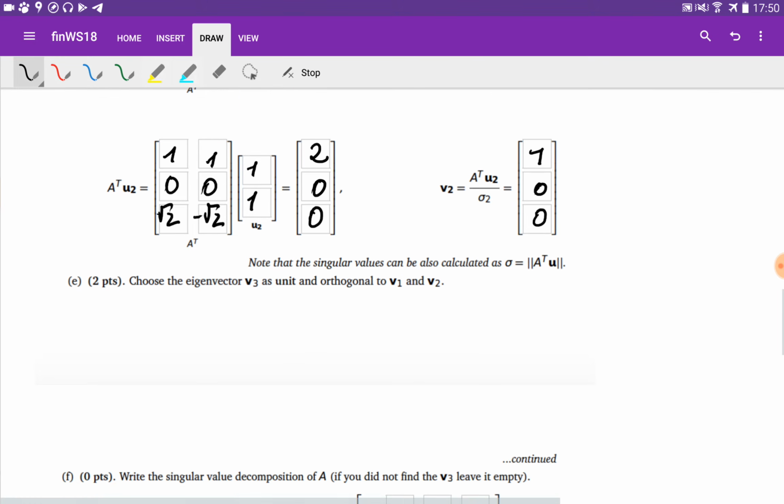On the third step, we need to find the vector v3, the third vector, which is going to be orthogonal to the v1 and v2. And at the same time, it should be orthonormal.